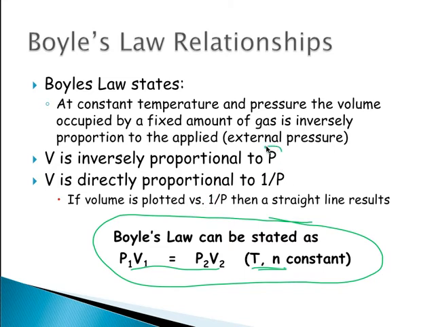If I take this pressure and I mathematically make it the inverse pressure, just 1 over P, then when I plot that, I will get a straight line. So a graph of V versus P will not be a straight line, but V versus the inverse of the pressure will be.